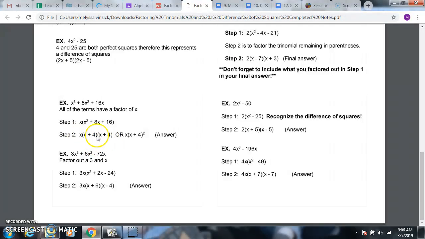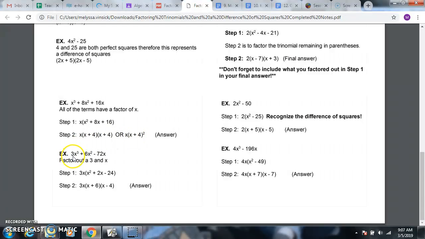Now, this is your final answer. Another way to write this, remember that when you have something times itself, you can simplify that by saying x plus 4 squared. Okay, remember that squared means that I'm technically multiplying this by itself, so it's a shorter way of writing that final answer. Either one is acceptable, okay, but they mean the exact same thing.